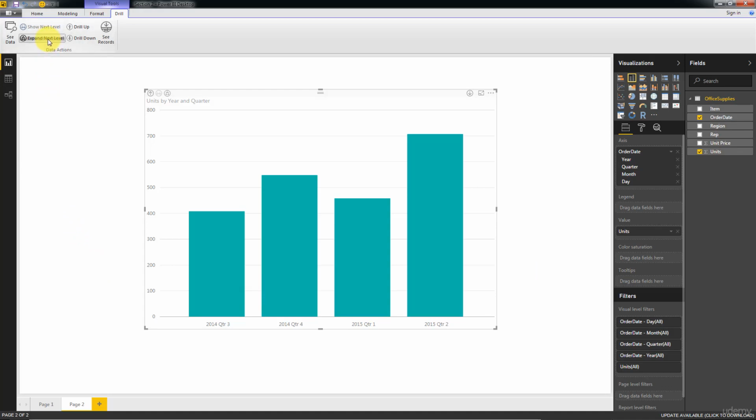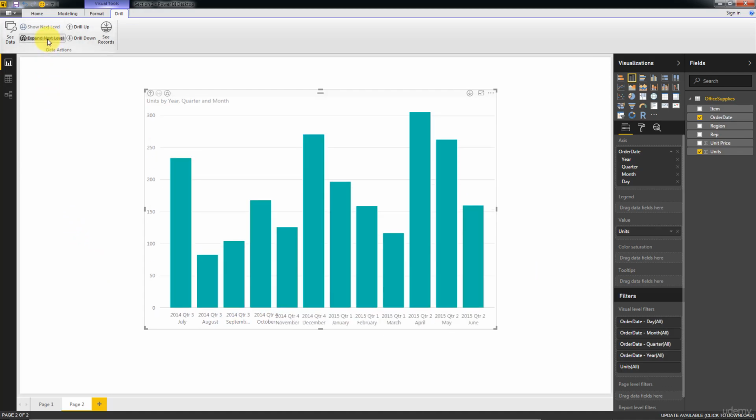Now if I go to expand next level again, you'll see that again it's expanded, but this time it's preserved all of the higher levels. So we've got year, quarter, and month. 2014 quarter 3 July, then August, September, and so on. So again, it's sorted in the correct order.